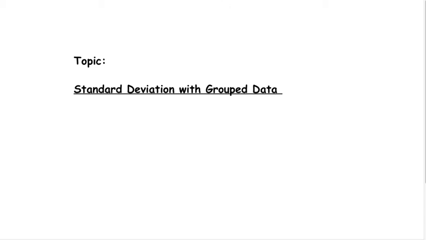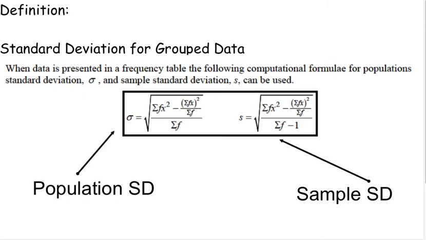Here's a video on standard deviation. When you have group data, this is a little bit more challenging. The formula looks a little bit different. You have to add a little different columns when you do this, and go ahead and write down these formulas. One is for standard deviation of population, and one is standard deviation of a sample.